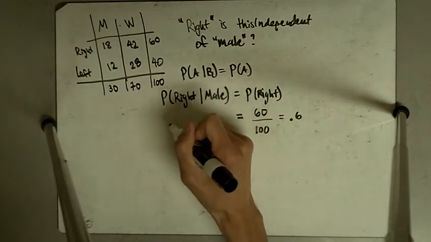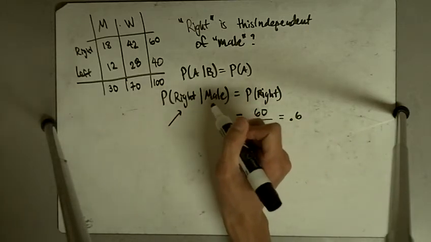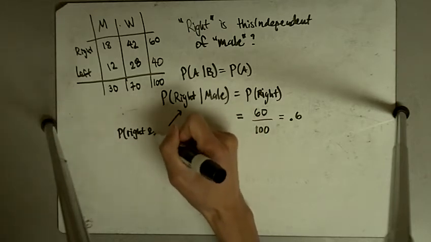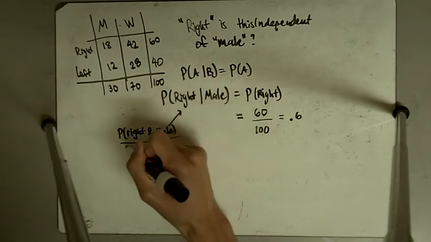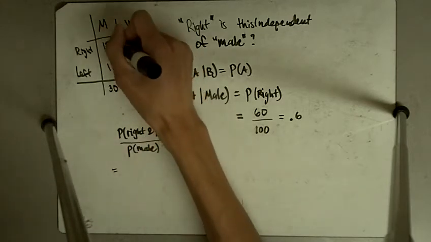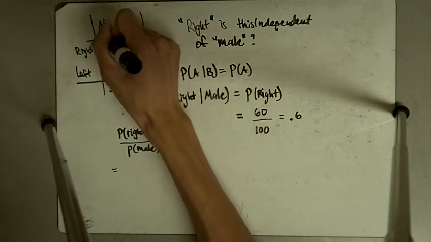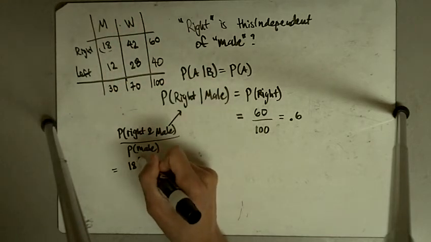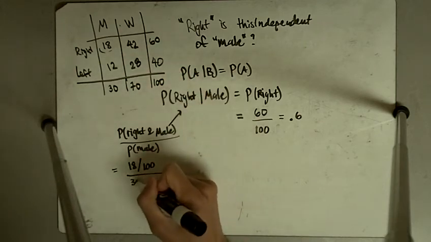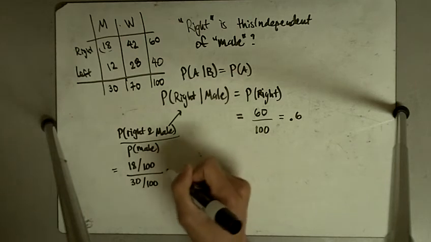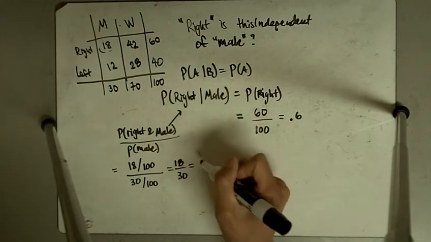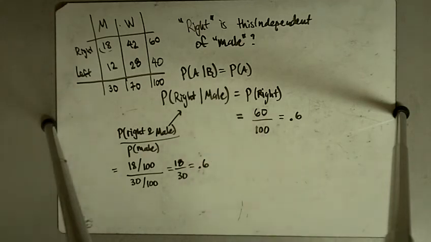On the other hand, the probability that someone prefers their right hand, given that they are male, is going to be the probability of having your right hand on top and being male, divided by the probability of being male. So for right hand on top and being male, there's 18 males that preferred their right hand on top out of 100 people total. And the probability of being male, there were 30 males out of 100 people total. And so this ends up being 18 over 30. And when you do the division, indeed, that also ends up being 0.6.